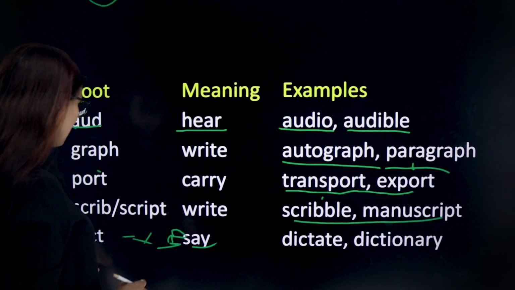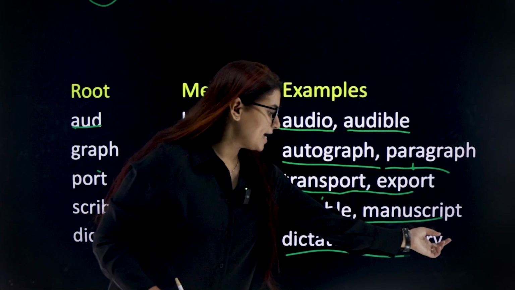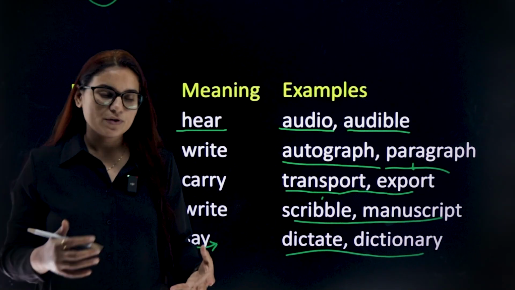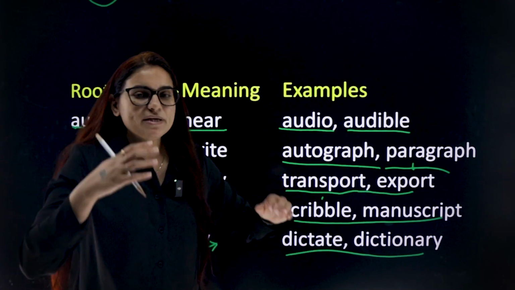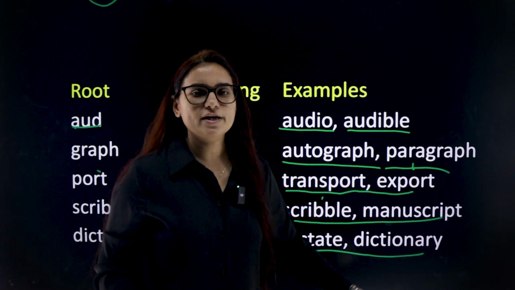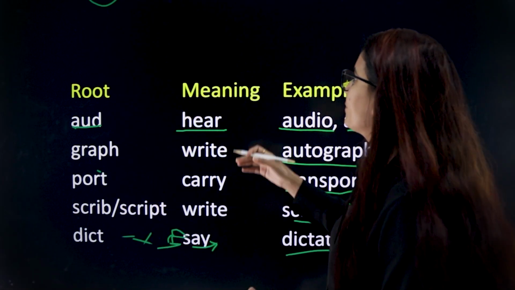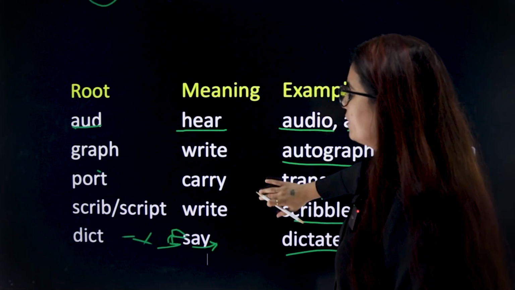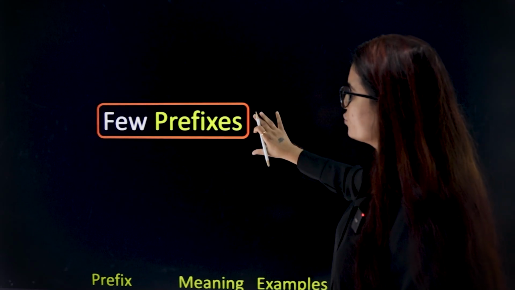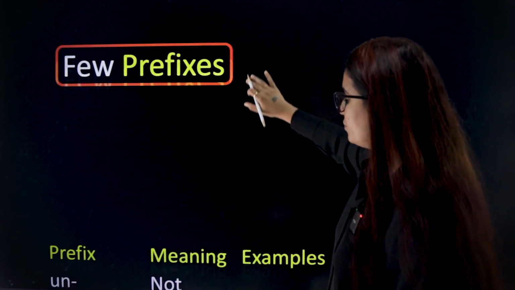Then we have dict, which gives dictate and dictionary. Dictate means when you speak something and somebody is writing. Dictionary has all those meanings of the word. Okay. Let me take you further to some prefixes. I'll show you the examples of a few prefixes on your screen.